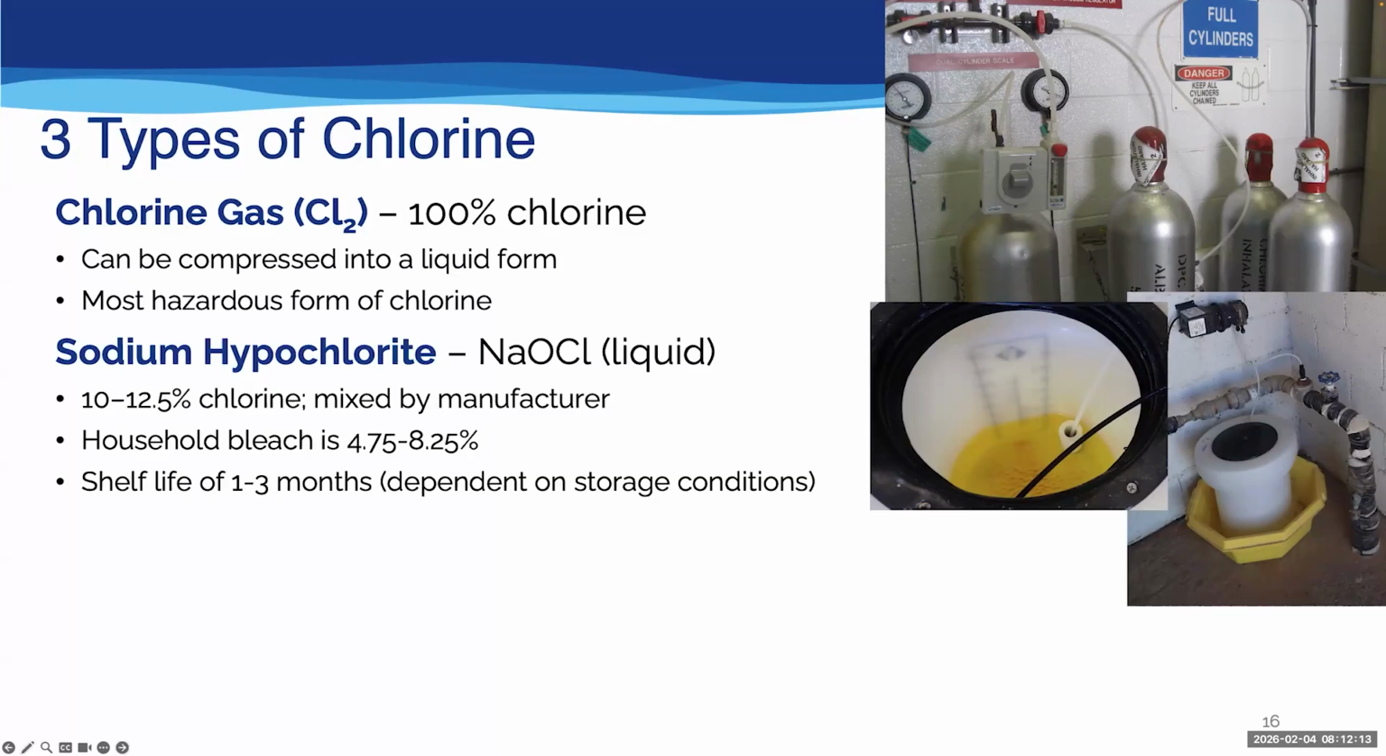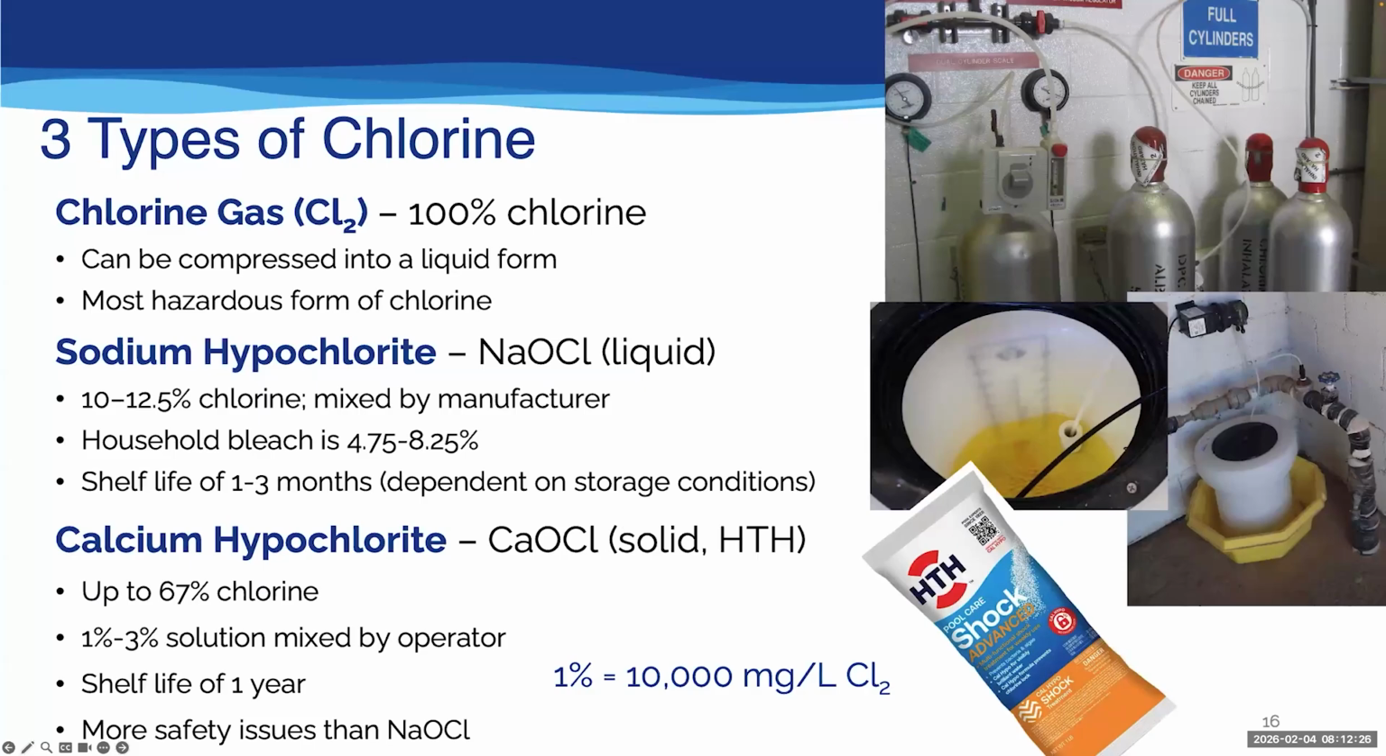It's typically mixed by a manufacturer, comes to you pre-made, has a shelf life of anywhere from 1 to 3 months, depending on storage conditions. And then there's the solid form, which is calcium hypochlorite, also known as pool shock. It's about 70% chlorine, roughly, typically mixed on site by operators who are trained to do so to a 1 to 3% solution. Has a slightly longer shelf life of about a year. In terms of safety issues and dangerousness, sodium hypochlorite is the least dangerous and has the least issues. Gas is the worst, and calcium hypochlorite sits in the middle.